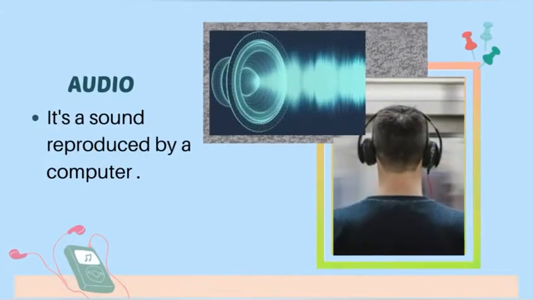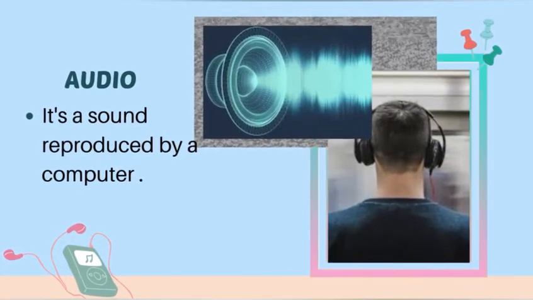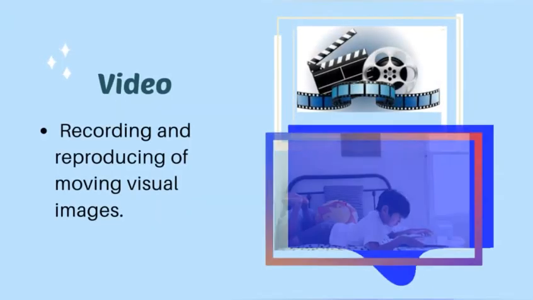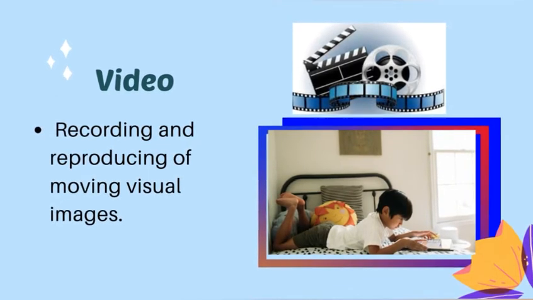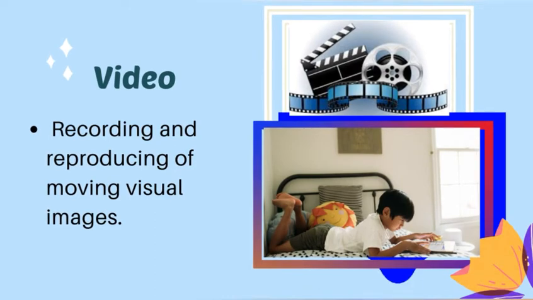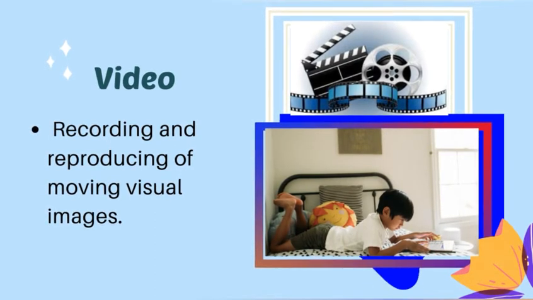Next is audio. Audio is sound, especially when recorded, transmitted, or reproduced. Next is video. Video is the recording, reproducing, or broadcasting of moving visual images. It is a recording of moving visual images made digitally or on videotape.